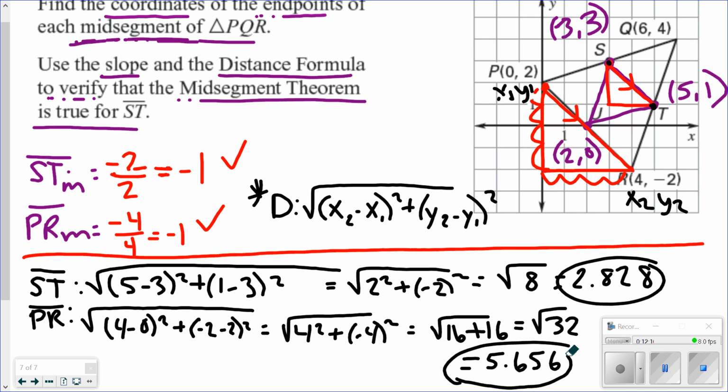So we just did the math. We proved the midsegment theorem, stating that the midsegment is parallel to the third side, and it also is half the length.